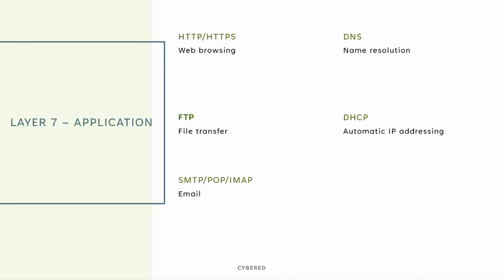Layer 7, application, is closest to the user. It provides network services to applications like web browsers, email clients, and file transfer tools. Examples of application layer protocols: HTTP and HTTPS for your web browsing, FTP for file transfer, SMTP, POP, and IMAP for emails, DNS for name resolution, DHCP for automatic IP addressing. At this layer, the PDU is data created by the application.